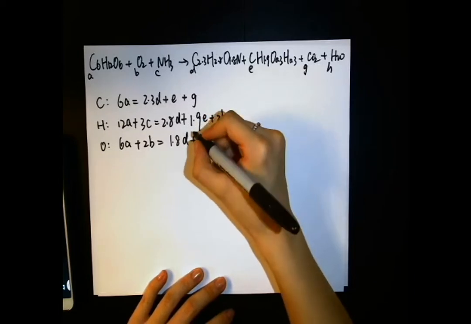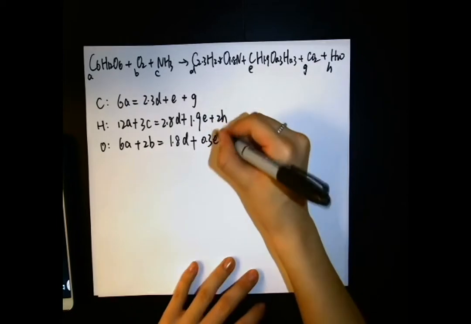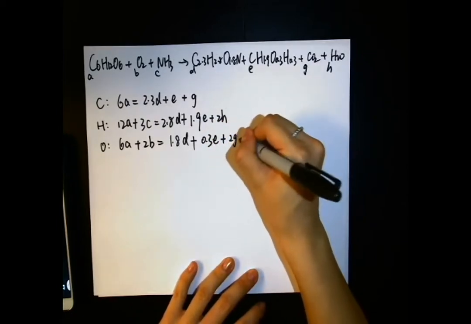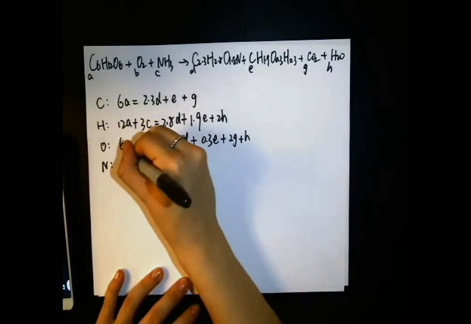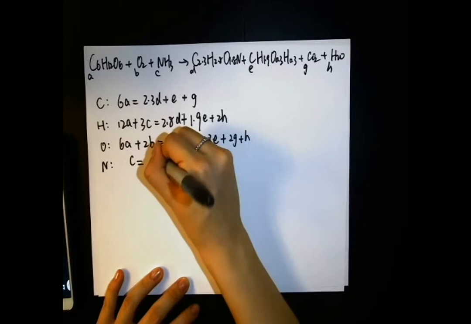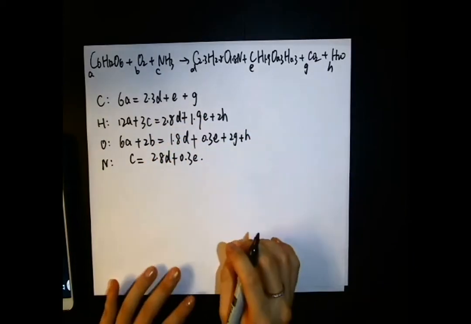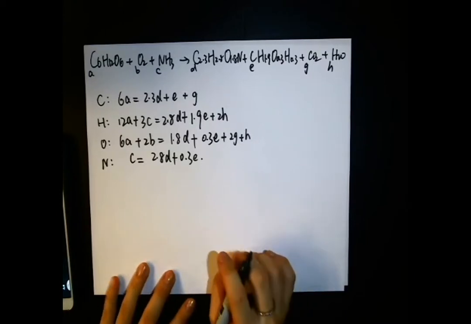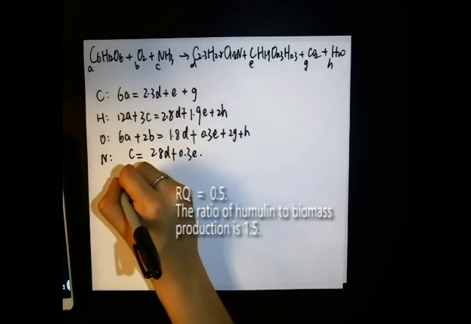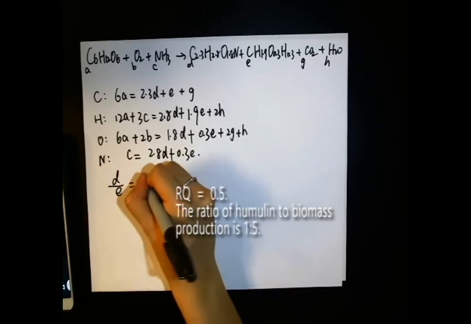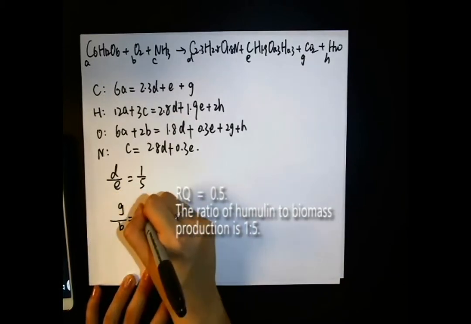plus 0.3E plus 2G plus H. And for nitrogen, it will be C is equal to 2.8D plus 0.3E. And then we have 2 pieces of information, which is D over E is 1 over 5, and G over B is 1 over 2.